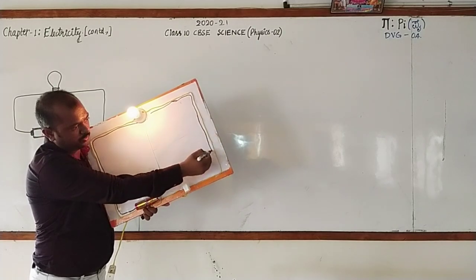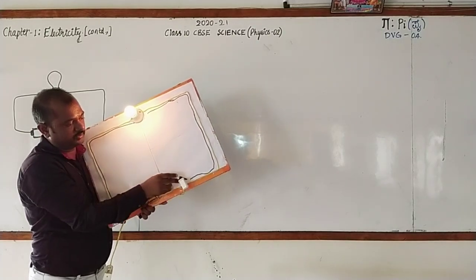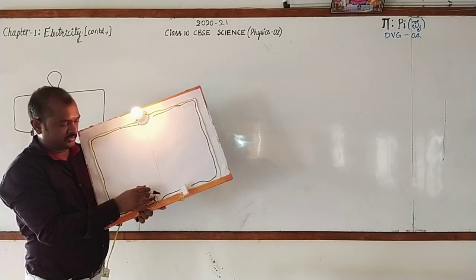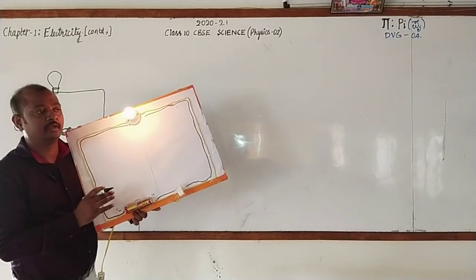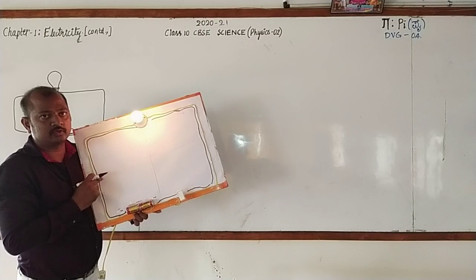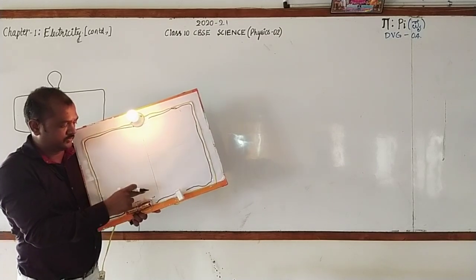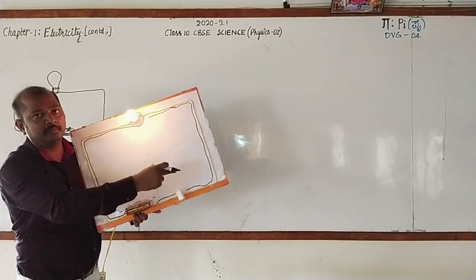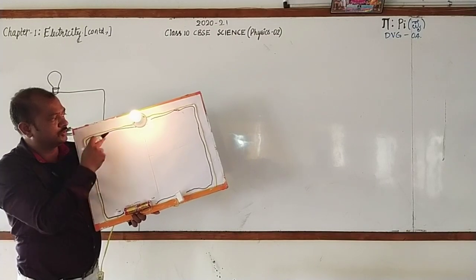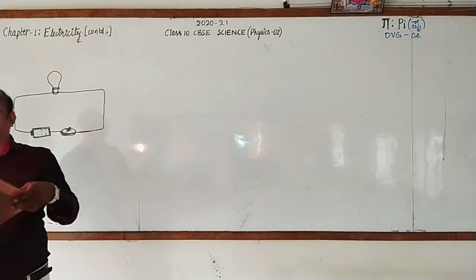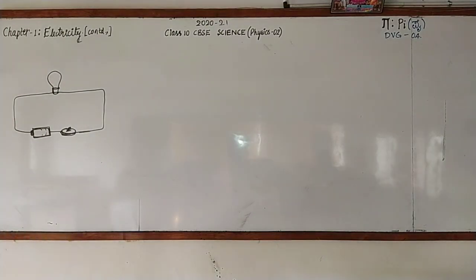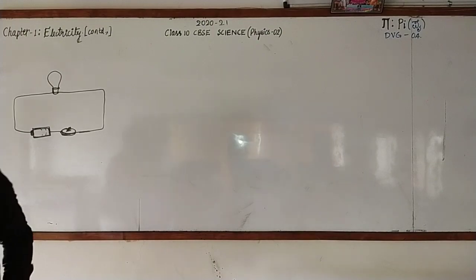And we call this part as circuit. Got it? It is completely closed and continuous flow of current can be observed. So this is the path in which the current flows, called electric circuit. So let me tell you the definition. Just observe here.